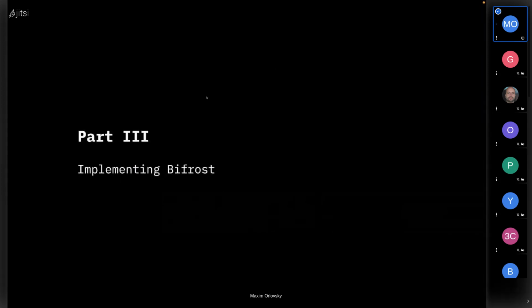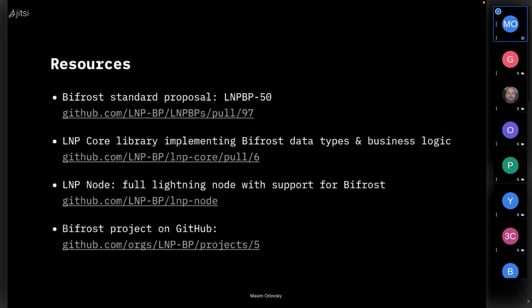That's all on interoperability. And the final two slides are about the work in progress on the implementation of Bifrost, and where it happens. Today, what we have is the Bifrost standard proposal, LNPBP 50, which I told about. It doesn't contain a few things from this presentation, which I will add tomorrow, but the rest of it is already quite detailed. And everybody is invited to go into this pull request and provide your suggestions, critiques, and so on.